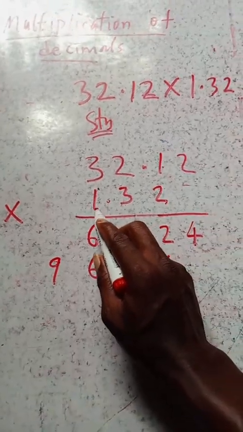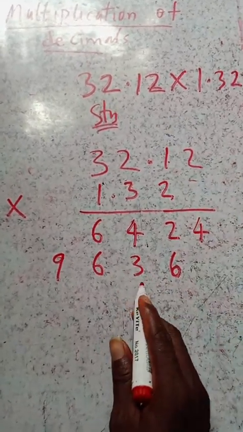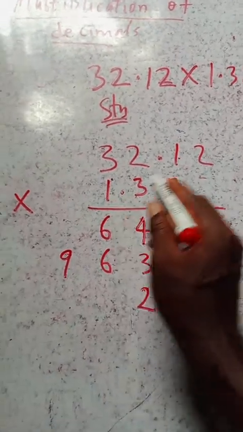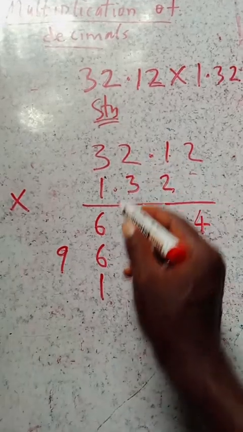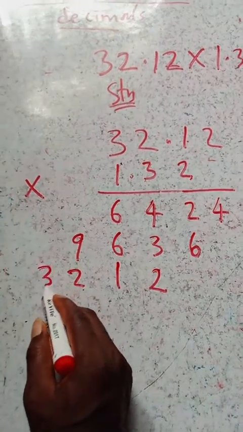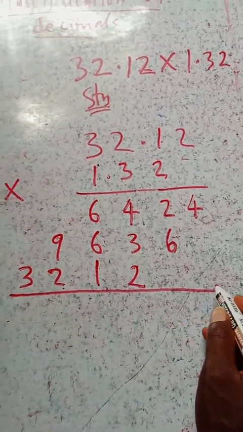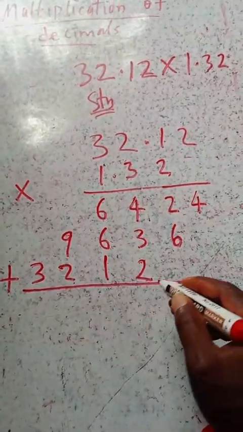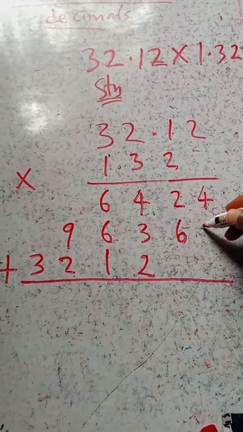We're going to use 1 to multiply all. So 1 times 2 is 2. So we shift a bit and write 2. 1 times 1 is 1. We'll write 1. 1 times 2 is 2. We'll write 2 here. Okay, and 1 times 3 is 3. We'll write 3. And then add them. Okay, alright.